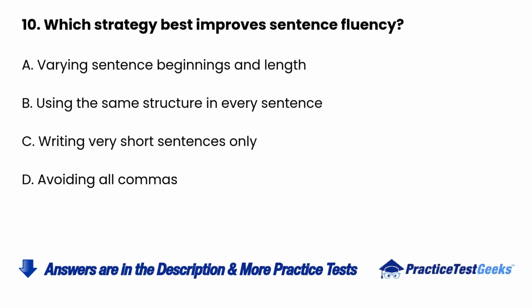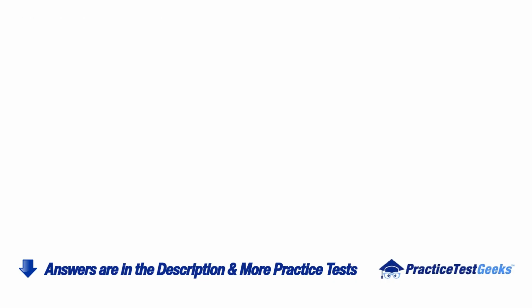10. Which strategy best improves sentence fluency? a. Varying sentence beginnings and lengths. b. Using the same structure in every sentence. c. Writing very short sentences only. d. Avoiding all commas.